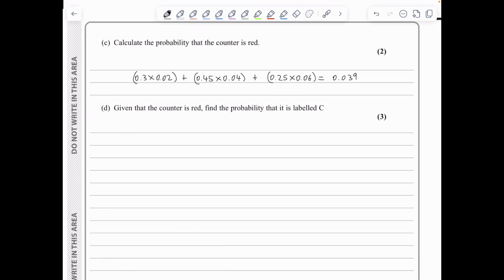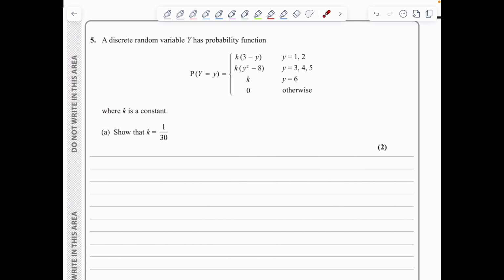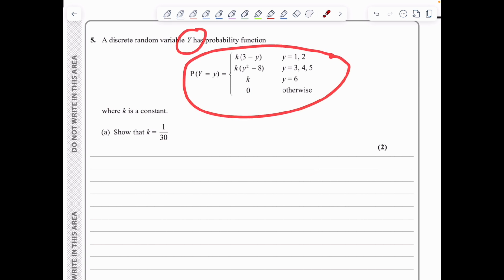So we're looking at 0.25 times 0.06 is the probability of drawing from C and being red, over 0.039, which is the probability of red, which gives an answer of 5 over 13. In question 5, we've got a discrete random variable y with the following probability function. We need to show that k is 1 over 30.